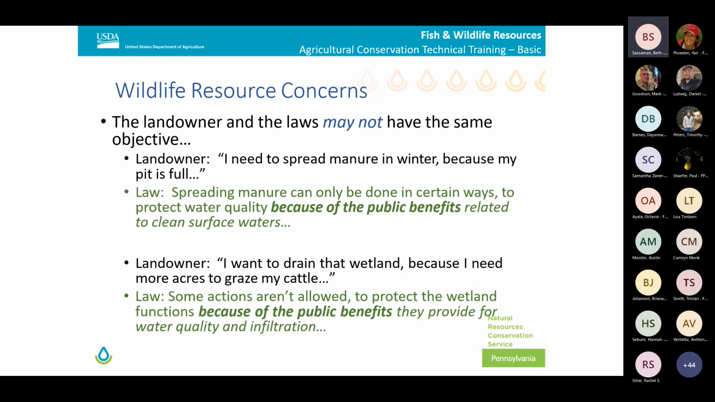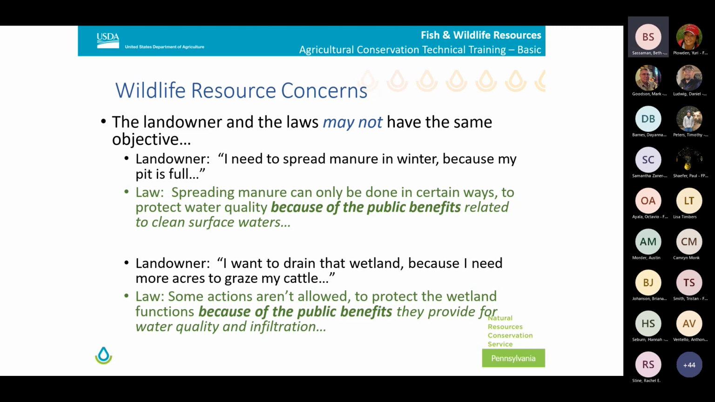So the landowner and the laws may not have the same objective. And we look at it when we talk about manure. The farmer needs to spread manure because their pit is full. But the law says you can't spread manure at certain times because we're protecting water quality and we're protecting the public benefit. And also wetlands.